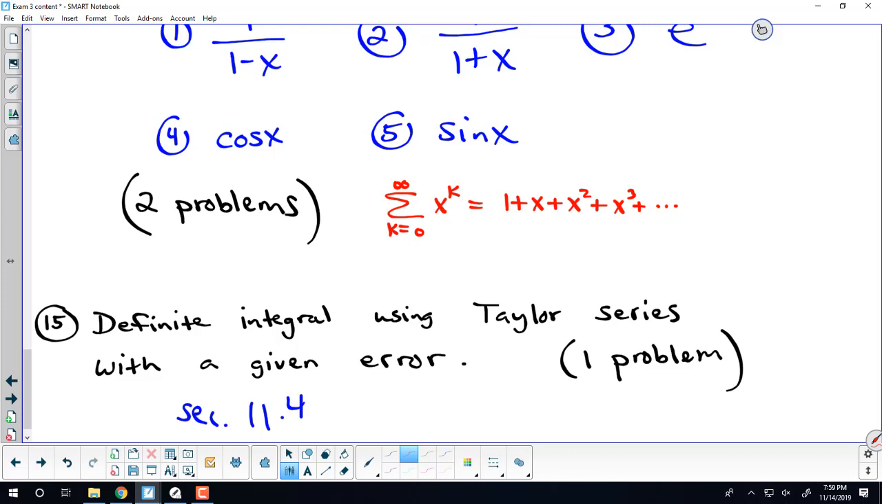And then one problem using a Taylor series to evaluate a definite integral within a specified error.